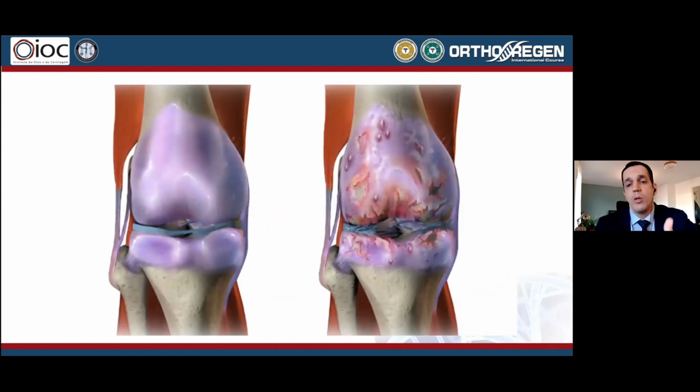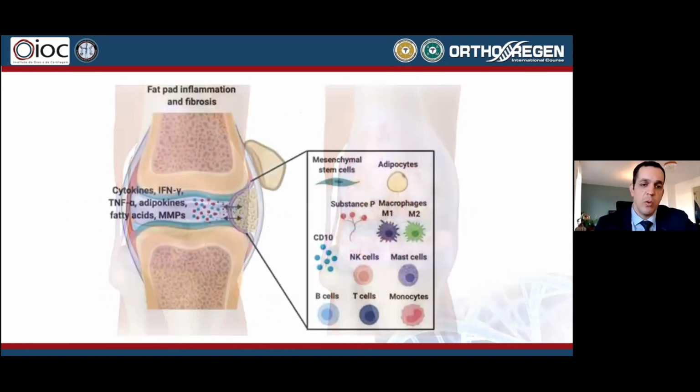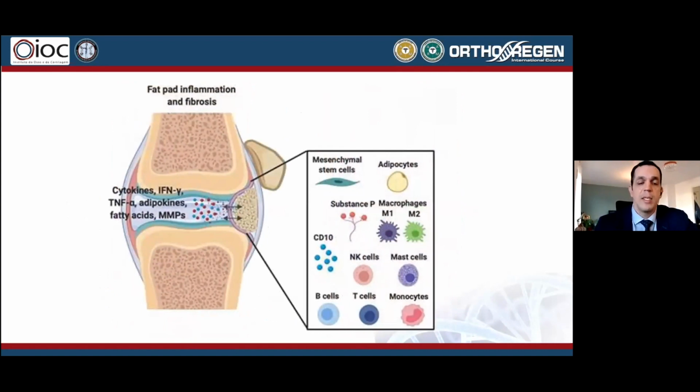When we look at an osteoarthritic joint, we should not look only at the anatomical change of the disease. We should see the joint as an inflammatory environment with a lot of cytokines like TNF-alpha, interferon gamma, and other inflammatory cytokines. We should also look at the cells in the joint, especially the macrophage: the M1 macrophage, which is an inflammatory macrophage, and the M2 macrophage, which is a more regenerative macrophage.